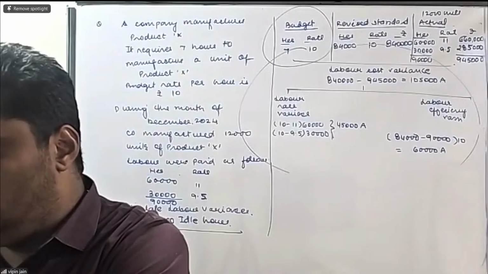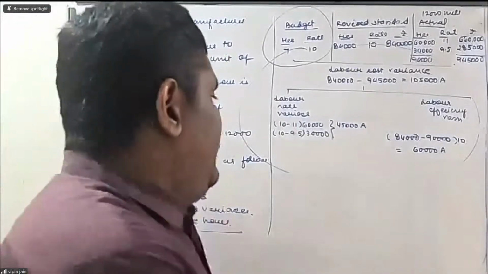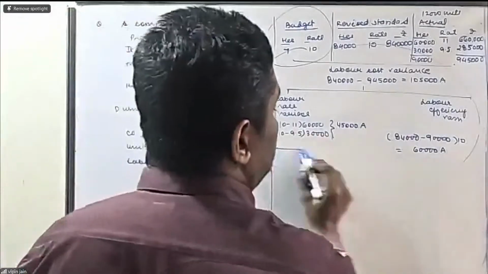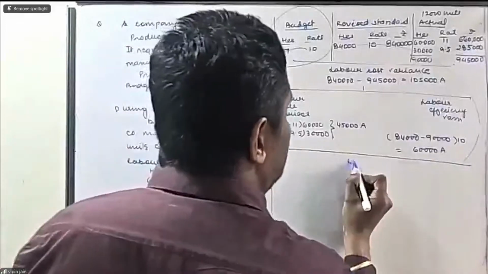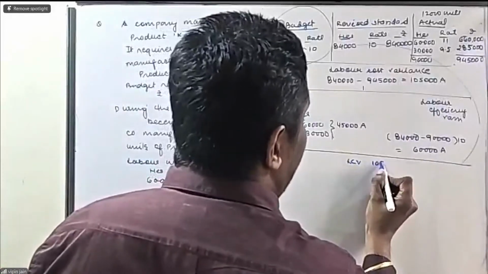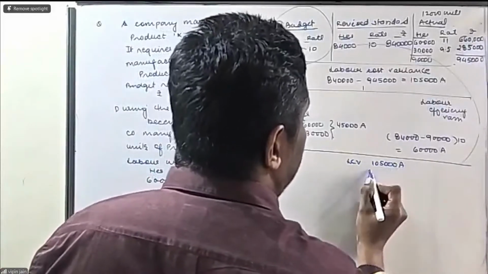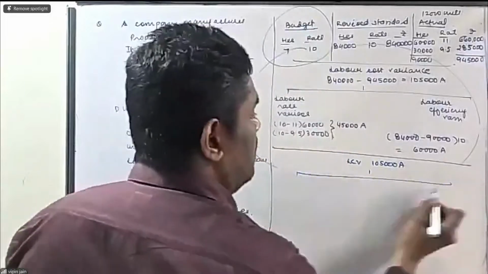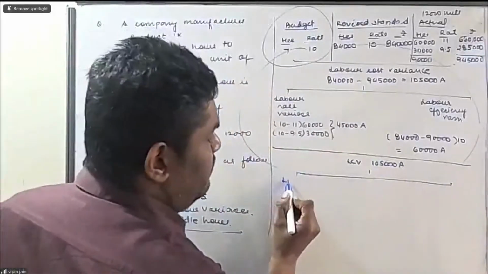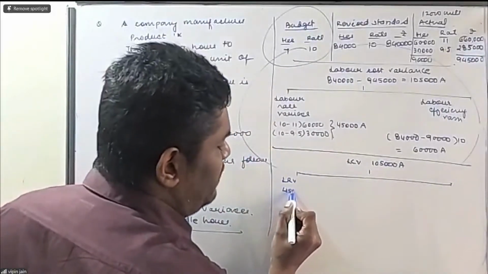Bhavna Garg, very good. Again, the question is very simple. Labor cost variance, there will be no change. It will be 1,05,000 adverse. Again, rate variance also, it will be no change. It will be 45,000 adverse.